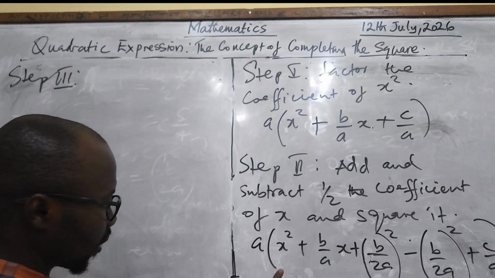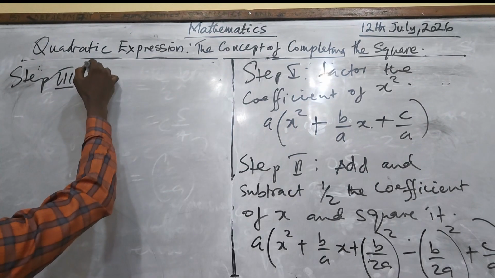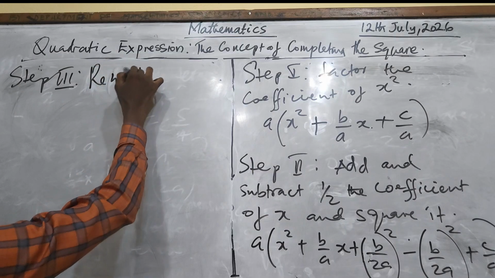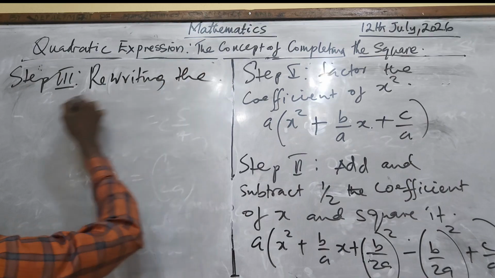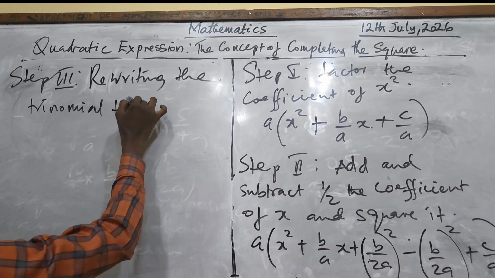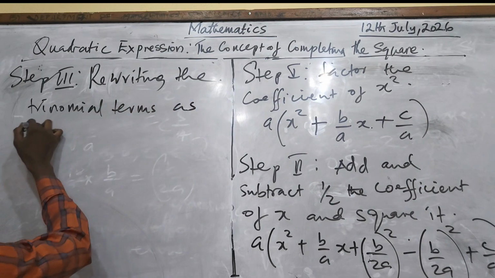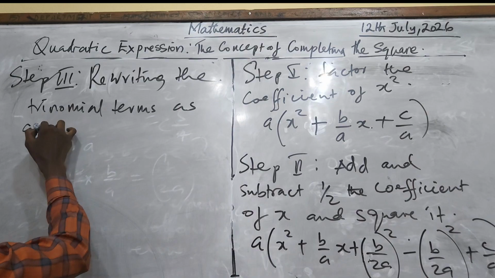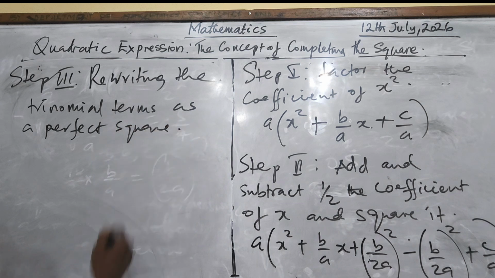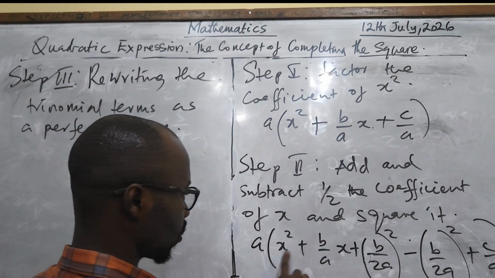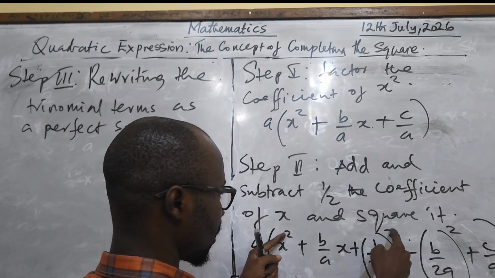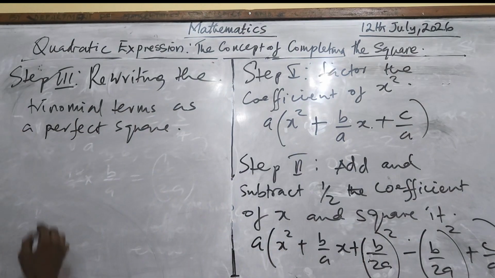Step 3, I think I should say, rewriting the trinomial terms as a perfect square. So 1, 2, 3 are trinomials and they actually have squares. So I'm going to write them like this.